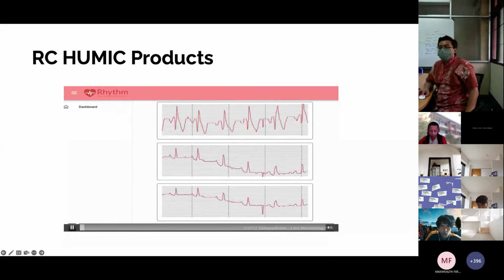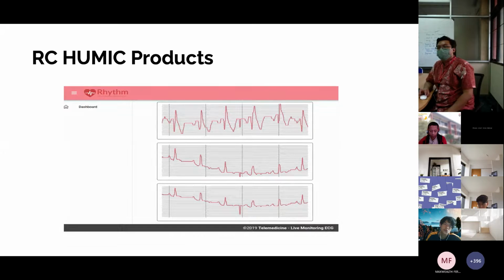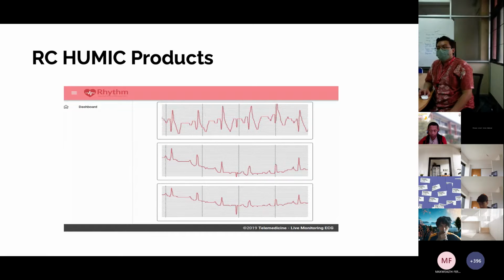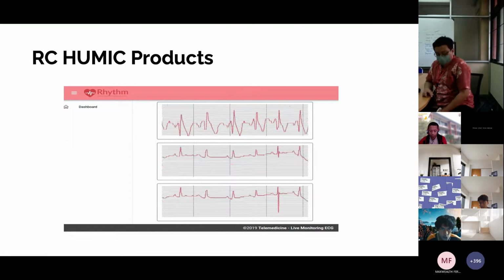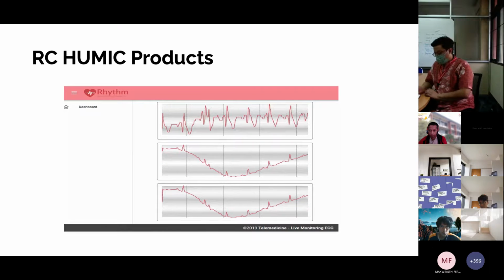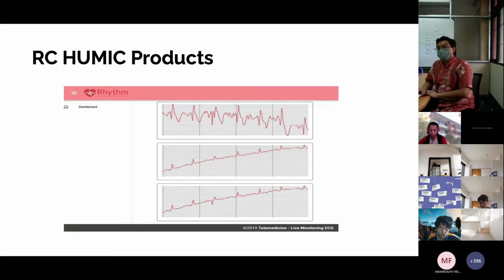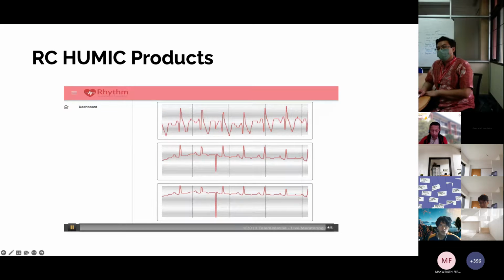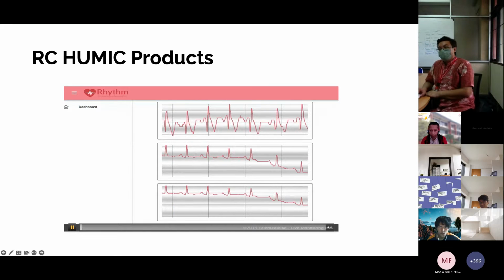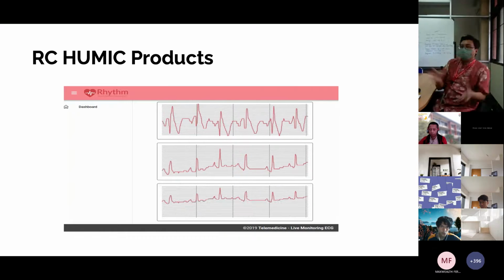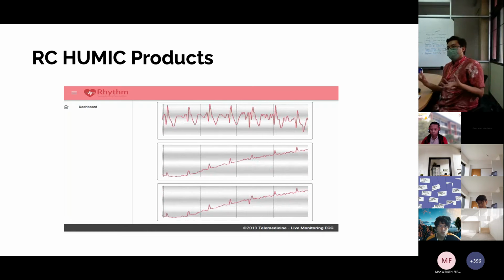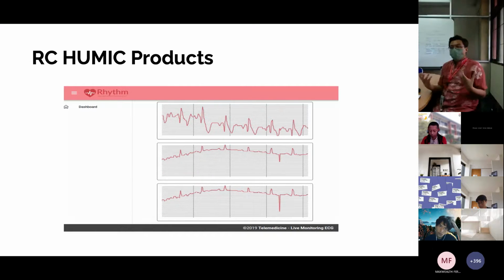Okay, so now this is some video. This is the video of rhythm. Can you play, Pak Dana? Okay, so we have our products. This shows how we can detect the heartbeat of patients, and we have live monitoring of ECG. For instance, we developed one application on a website, and then we can monitor the ECG of a patient.